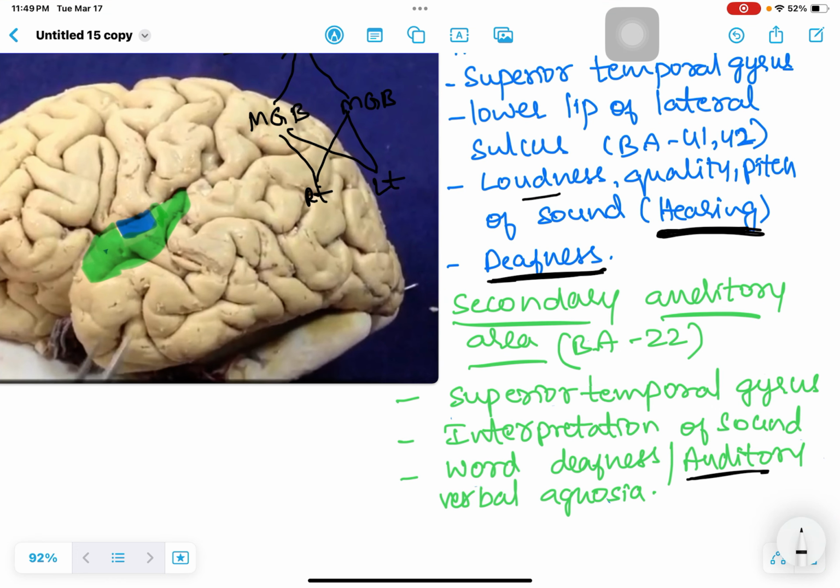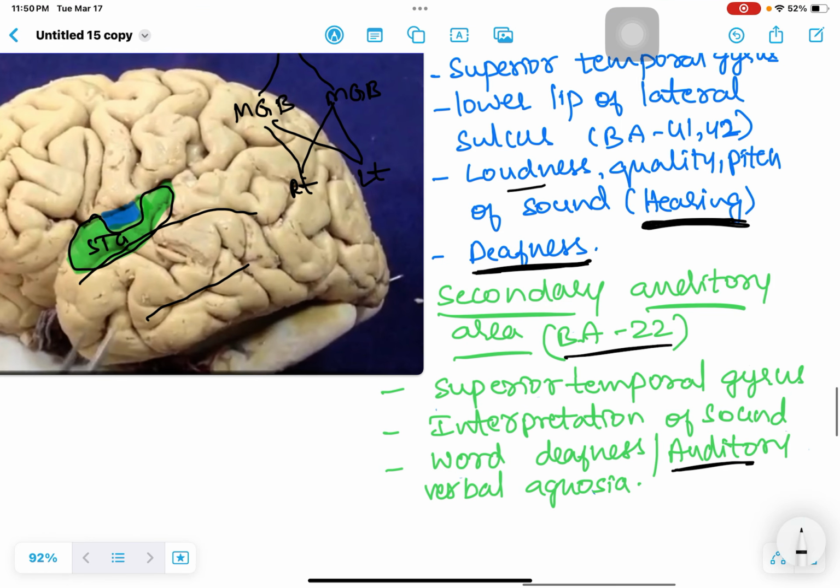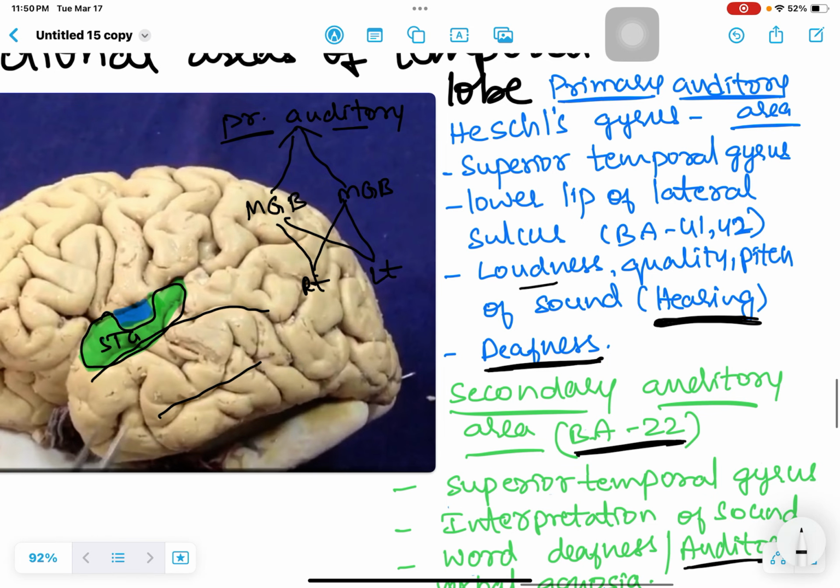Next, secondary auditory area. This is present around the primary auditory area in the superior temporal gyrus. So this is the superior temporal sulcus. This is the inferior temporal sulcus. So here, this is the superior temporal gyrus where you are seeing the secondary auditory area or Broadman's area 21. Primary auditory area is Broadman's area 41 and 42.